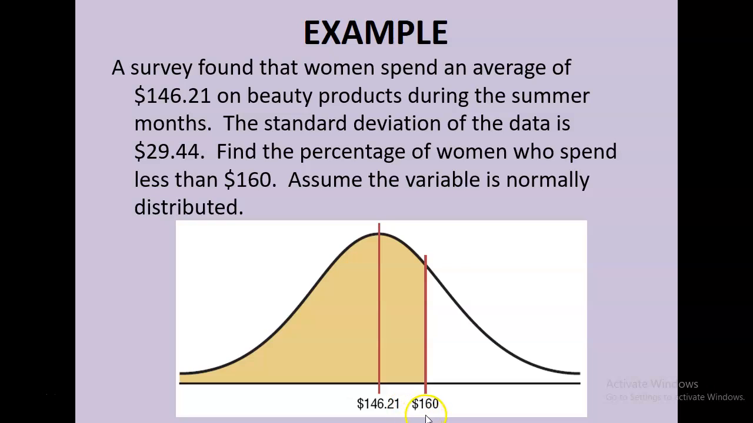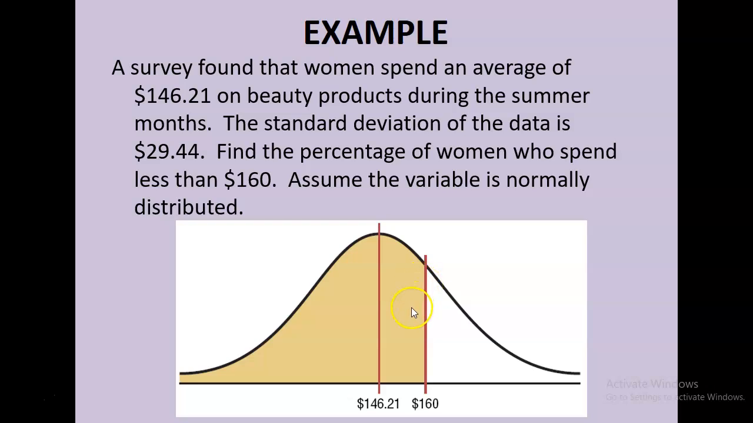At any rate, we're looking at $160 here. Our mean, which is in the middle of everything, is $146.21. $160, of course, is a little bit more than that. So we would expect this to have a positive z-score because it's a little bit above the mean.